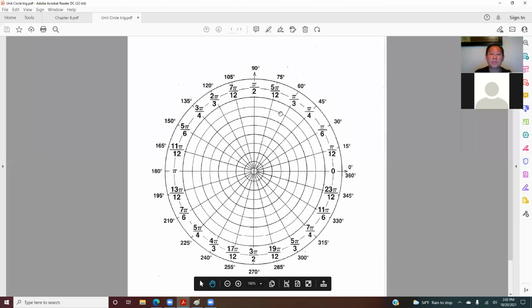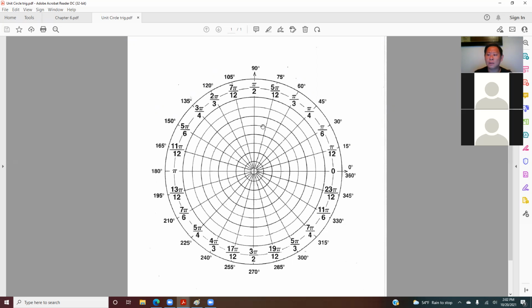Also, can you guys take out the trig circles or unit circles? I think you guys got this when you took your second test, right? So please take this one out. You guys have it? Yep. Okay. Who does not have this? Because we're going to use this today. And your next test, test 3, I will give you this same unit circle like this.